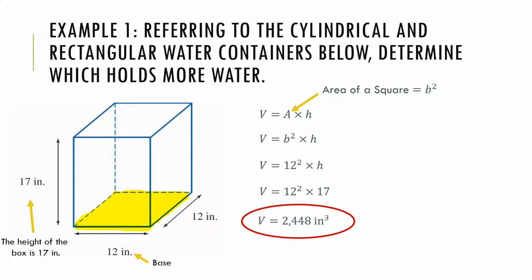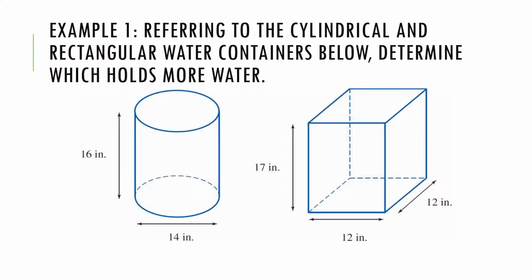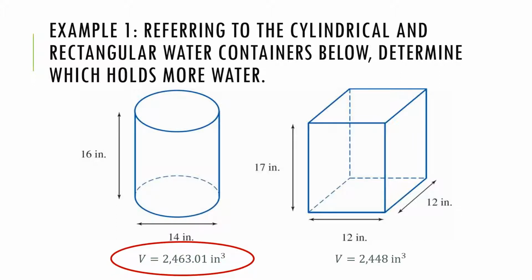Now let's see which one had the greater volume. The cylindrical container had a volume of 2,463.01. The rectangular water container had a volume of 2,448. Which one of these is the bigger volume? The cylindrical water container has the larger volume, or the greater volume, so that is the container that will hold more water.